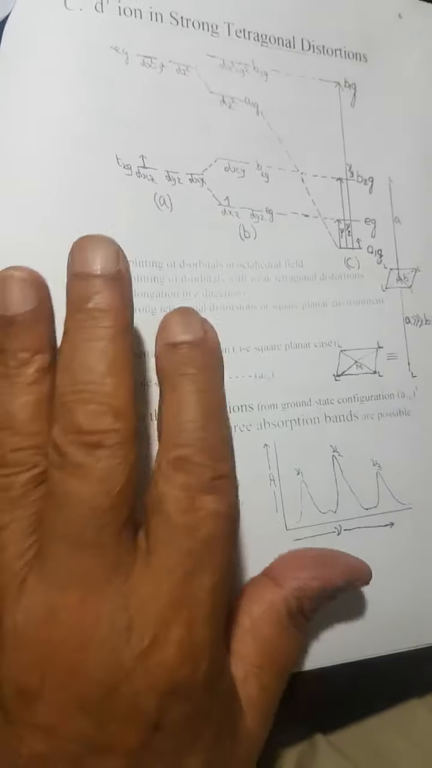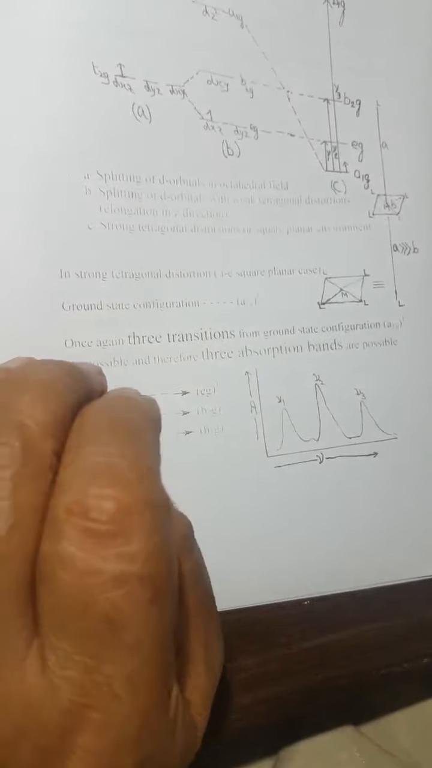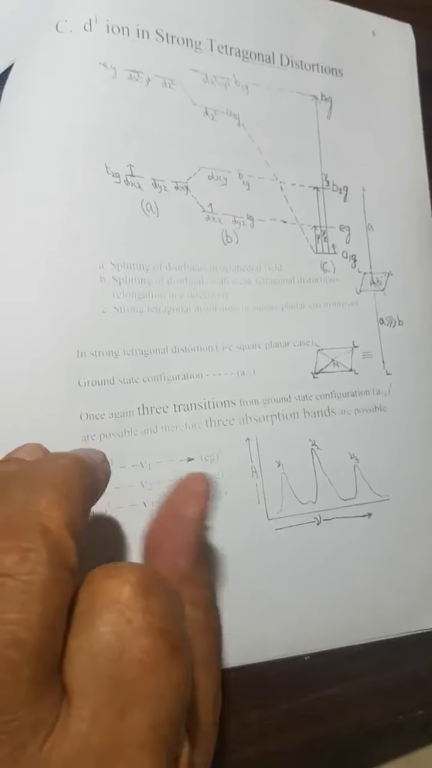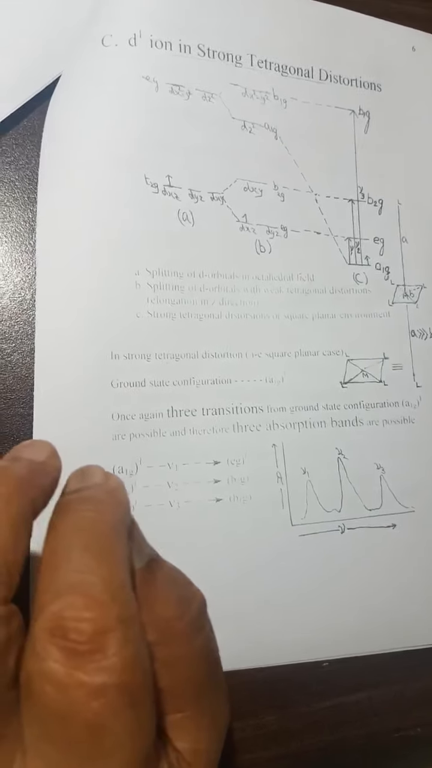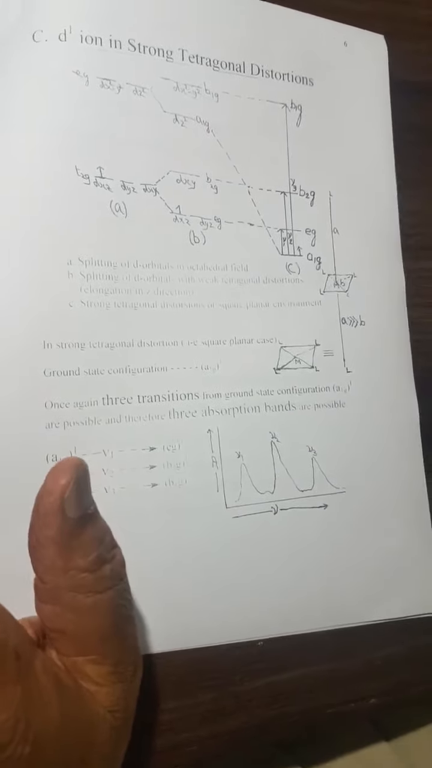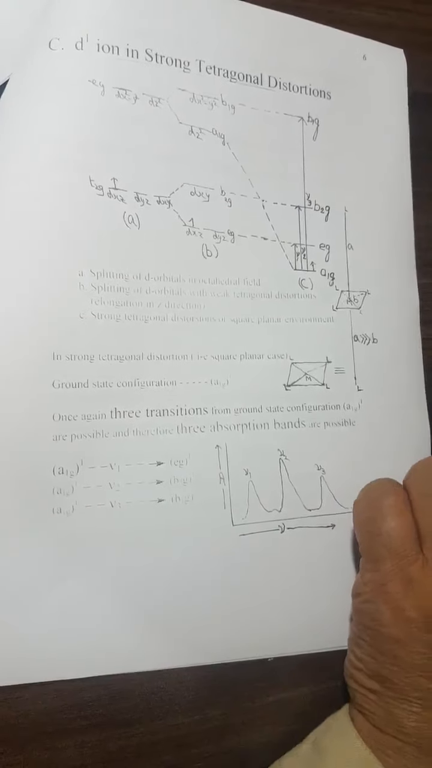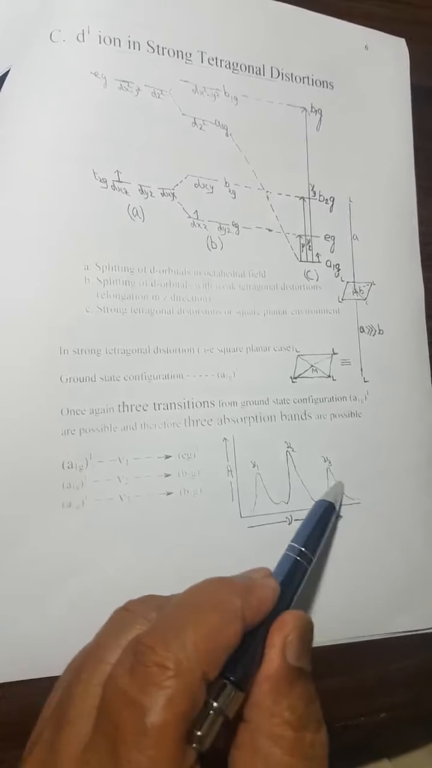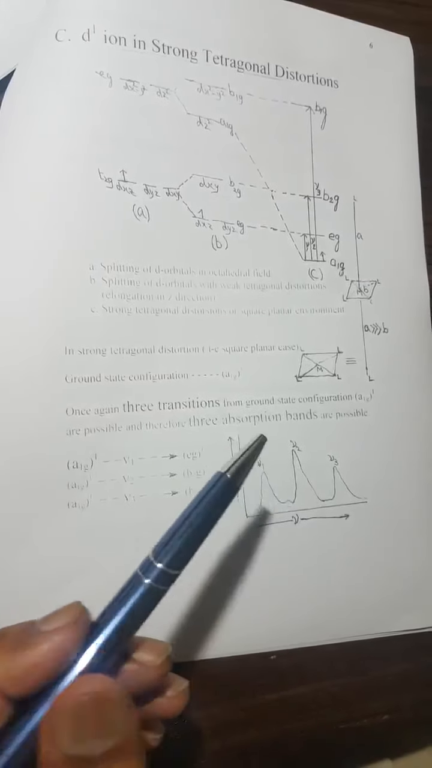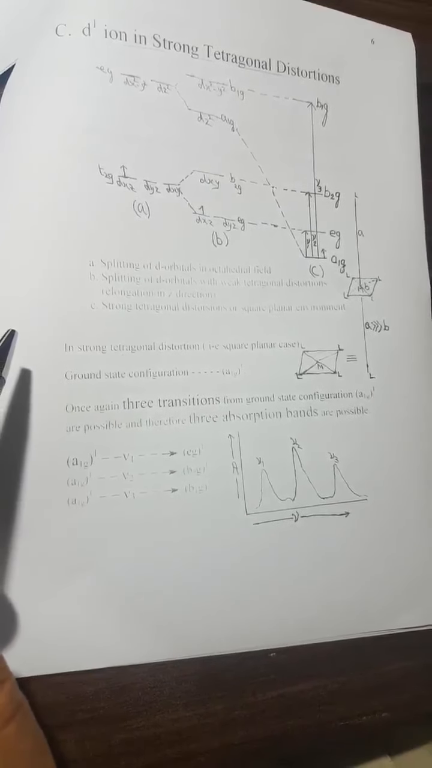Well, let me tell you, you can see the literature, you can see the net, you will always find that the statement I'm making is exactly the same way. We get 3 bands, and those are nu1, nu2, and nu3, for d1 in octahedral, distorted octahedral.